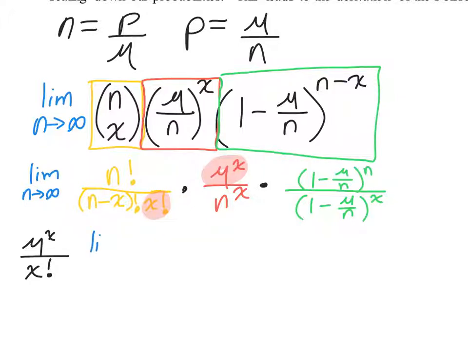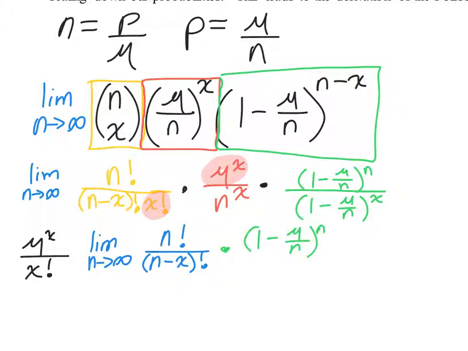All right? So limit as n approaches infinity of all of the remaining ingredients. But I'm going to keep them as separate fractions. So n factorial over n minus x factorial. And then the other stuff, well, that's a different conversation. We have to do something kind of crafty with that.